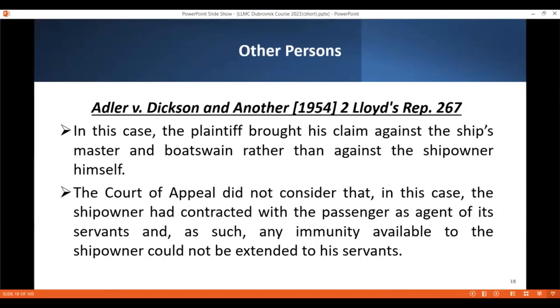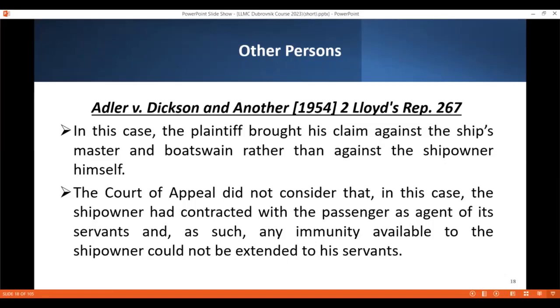Now, sometimes it's not the ship owner that causes the damage, it may be his crew or other persons. So, in Adler versus Dickinson, I'm not sure if you're familiar with this case, particularly those of you seeing us online, but I'm pretty sure that when you studied carriage of goods by sea, you heard about the Himalaya clause. And it comes from this case, because in this case, the plaintiff got injured coming down from the Himalaya. The gangway gave way and she fell.